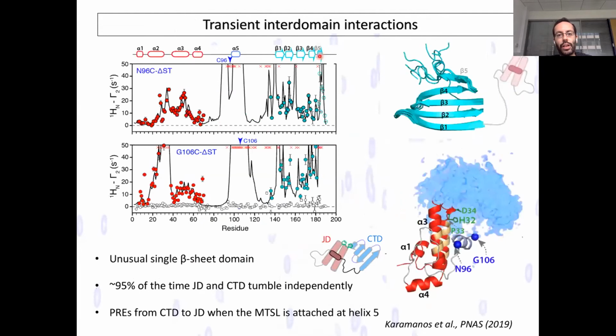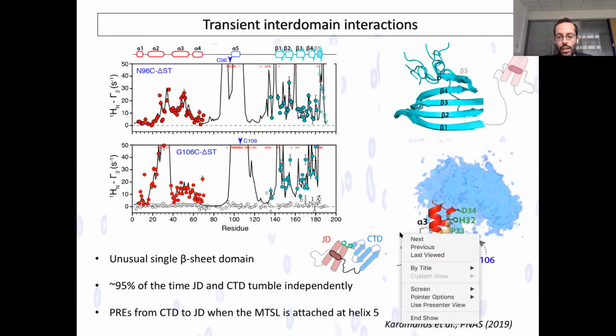Now this protein actually has the second domain, which is this C-terminal domain, which has some beta strands. The structure is shown here. It has this unusual architecture of a single beta sheet protein, which I'll talk about in the later slides. From the NMR data, we can tell that the majority of the time, around 90 to 95% of the time, the J domain and the C-terminal domain are doing their own thing. They're tumbling independently in solution. But when we attach spin labels in this helix 5 here, we can see a PRE effect to the J domain, the red dots here, which we expect. But you also see large PREs for the C-terminal domain, which means that this protein transiently spends some time in a closed conformation, where the C-terminal domain is in close proximity to the J domain here.